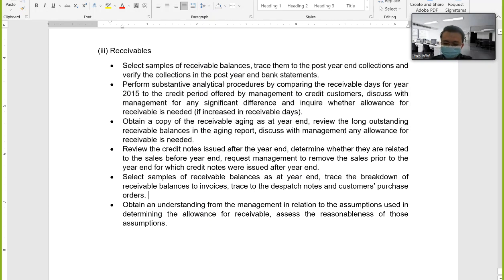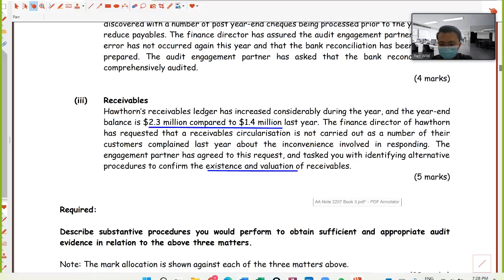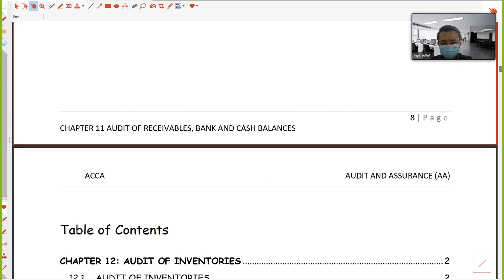After some time, you will find that these procedures are more or less the same. The important part is you need to remember why you are doing the step. If I memorize how to do receivable, I memorize all the points I put in, I won't score the 5 marks because it's not relevant to the case. So this is chapter 11.